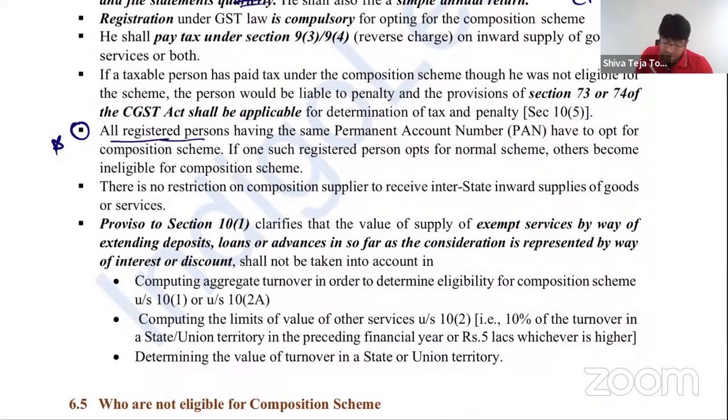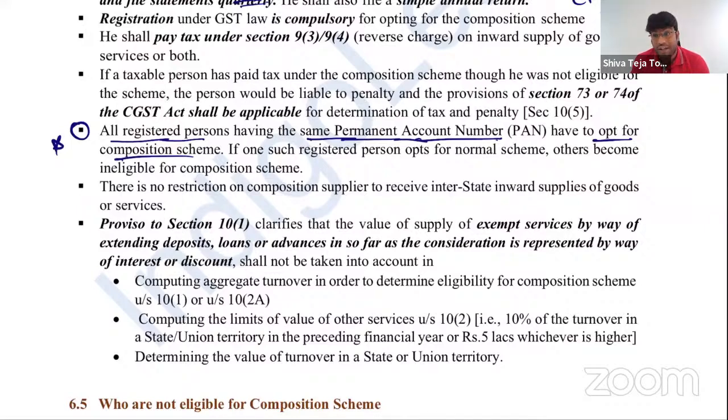All registered persons having the same PAN have to opt for composition scheme. That means what? For example, sir, a person has business in Telangana as well as Maharashtra. He is telling Telangana, I will take composition scheme, Maharashtra, I'll be under normal scheme. Or the reverse case, Maharashtra will take composition and Telangana will be under normal. The law is telling that is not allowed.